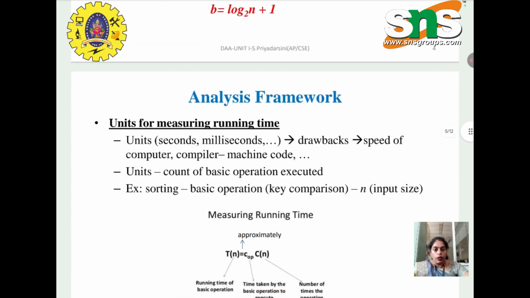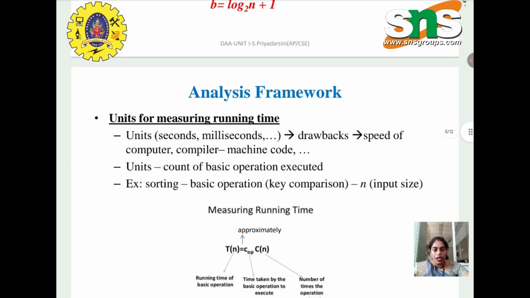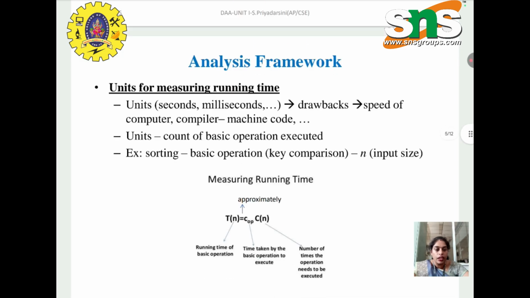Okay, next we will be seeing the units for measuring runtime. You might think of measuring time in seconds or milliseconds, but this isn't a reliable way because the time taken depends on the system, your processor, your compiler, and even your programming language. So instead, we use basic operation counts. For example, in sorting, the most frequent operation is the key comparison. So we count how many comparisons are needed based on the input size n. This gives us a much more accurate and machine independent way to analyze an algorithm.